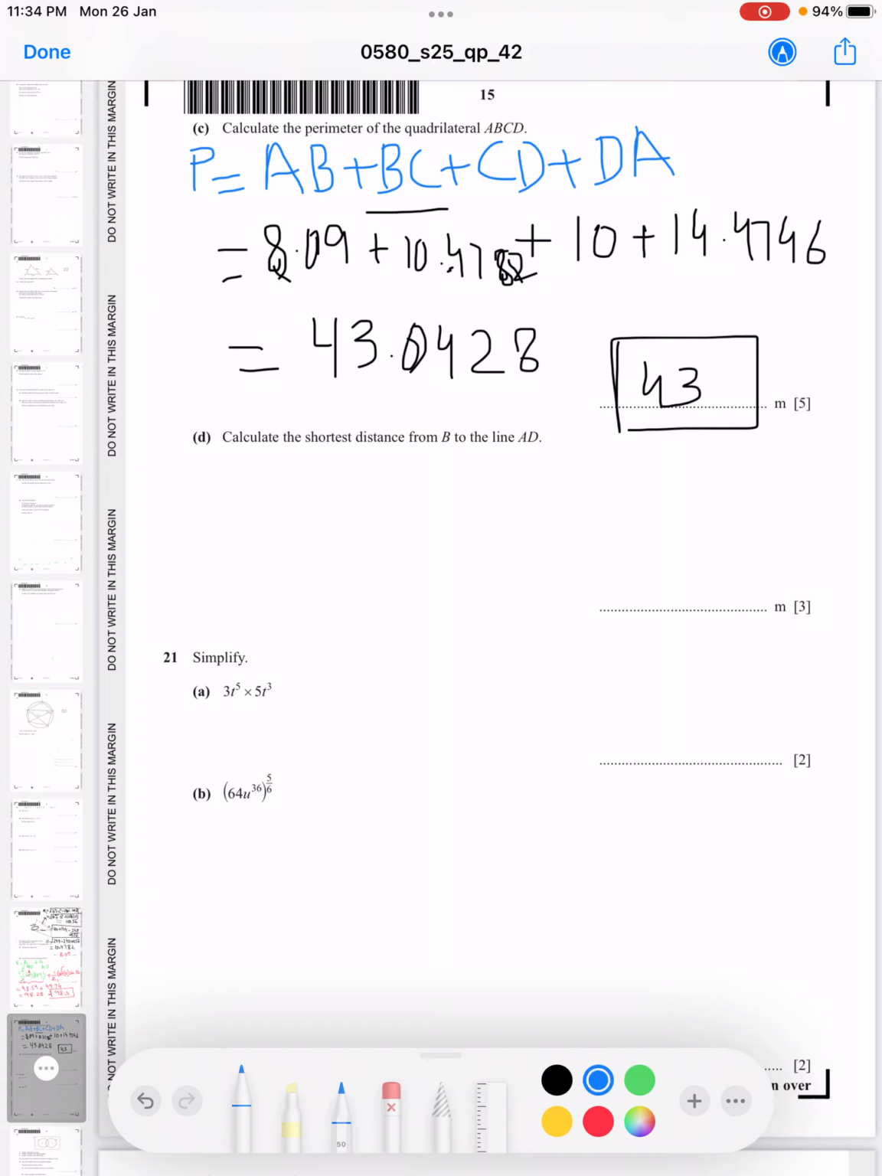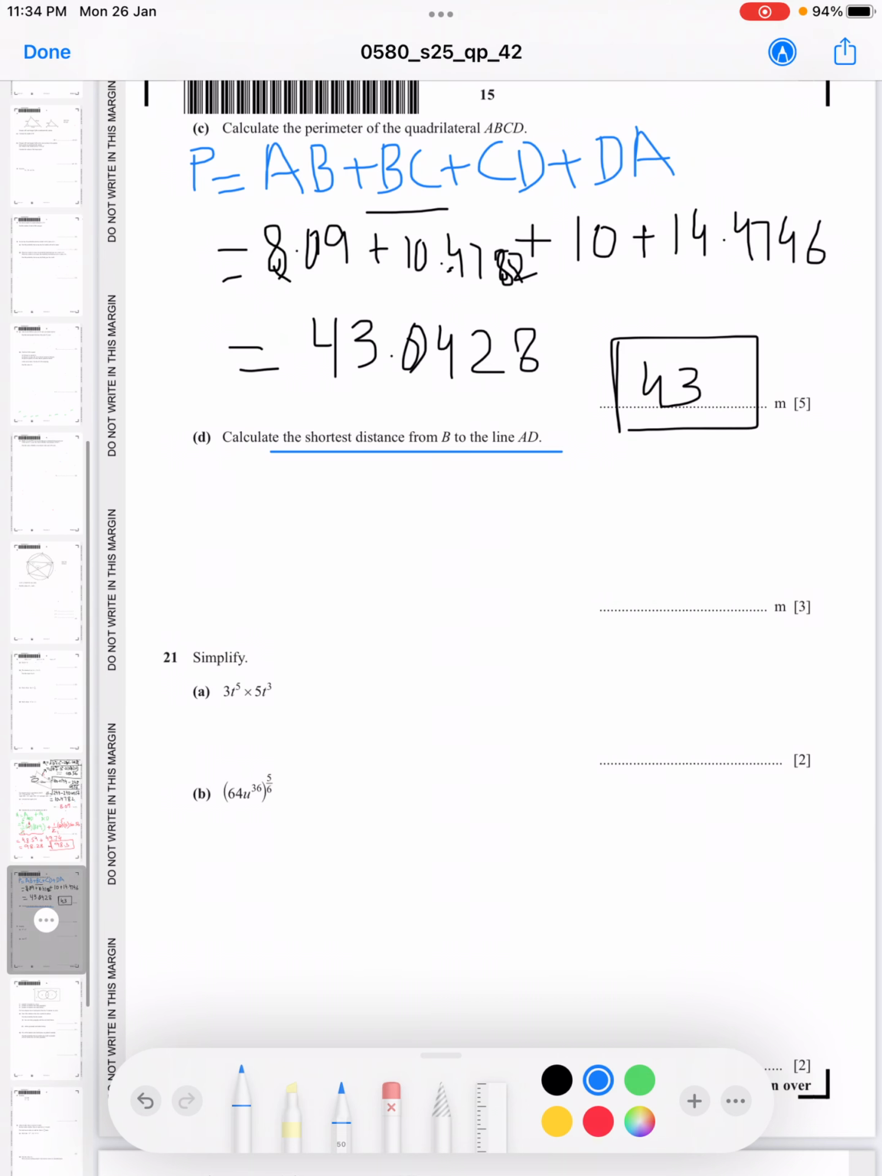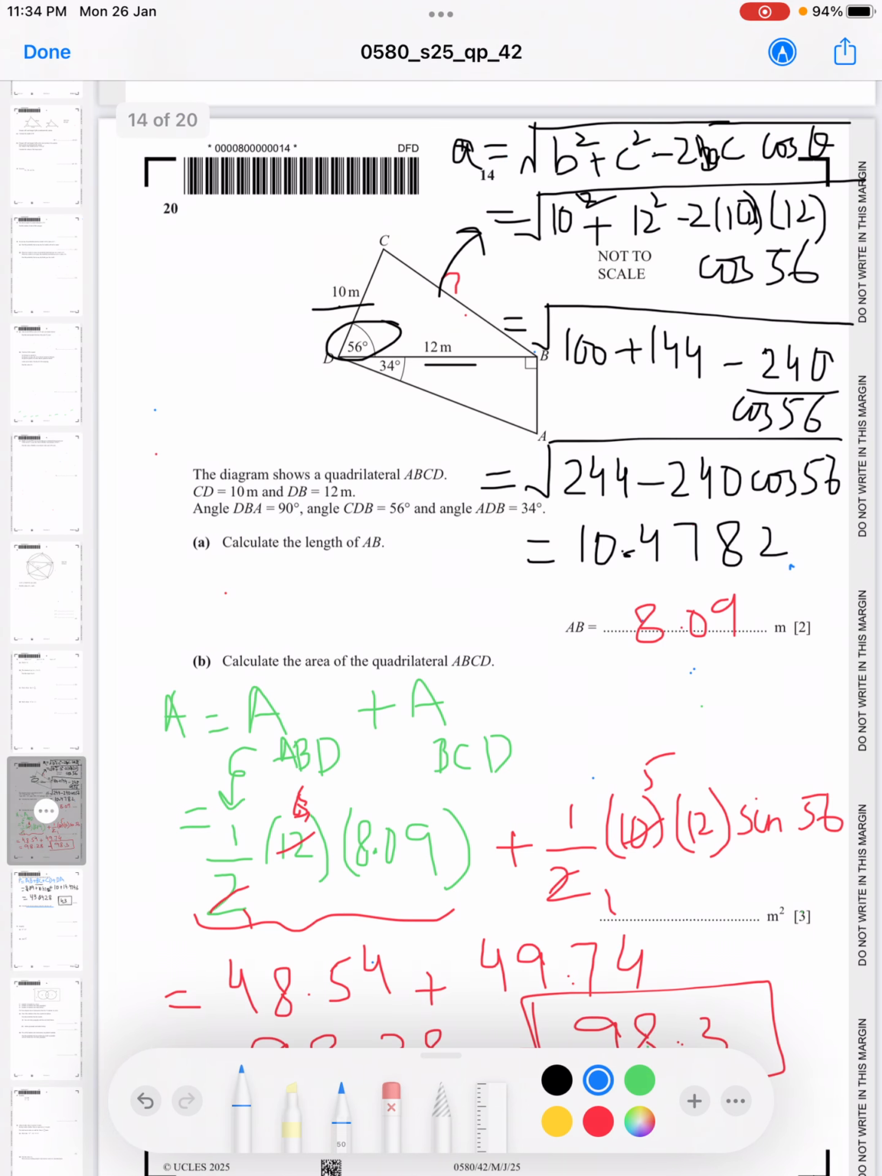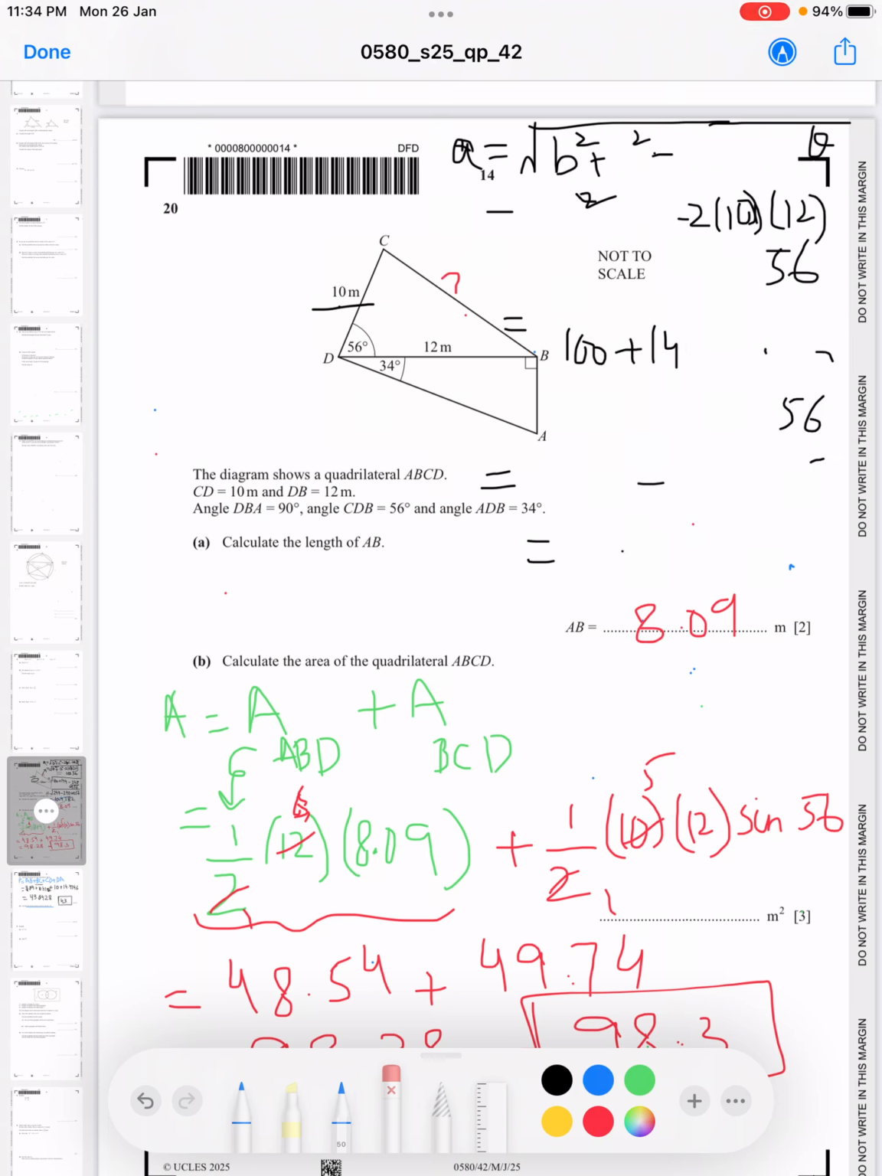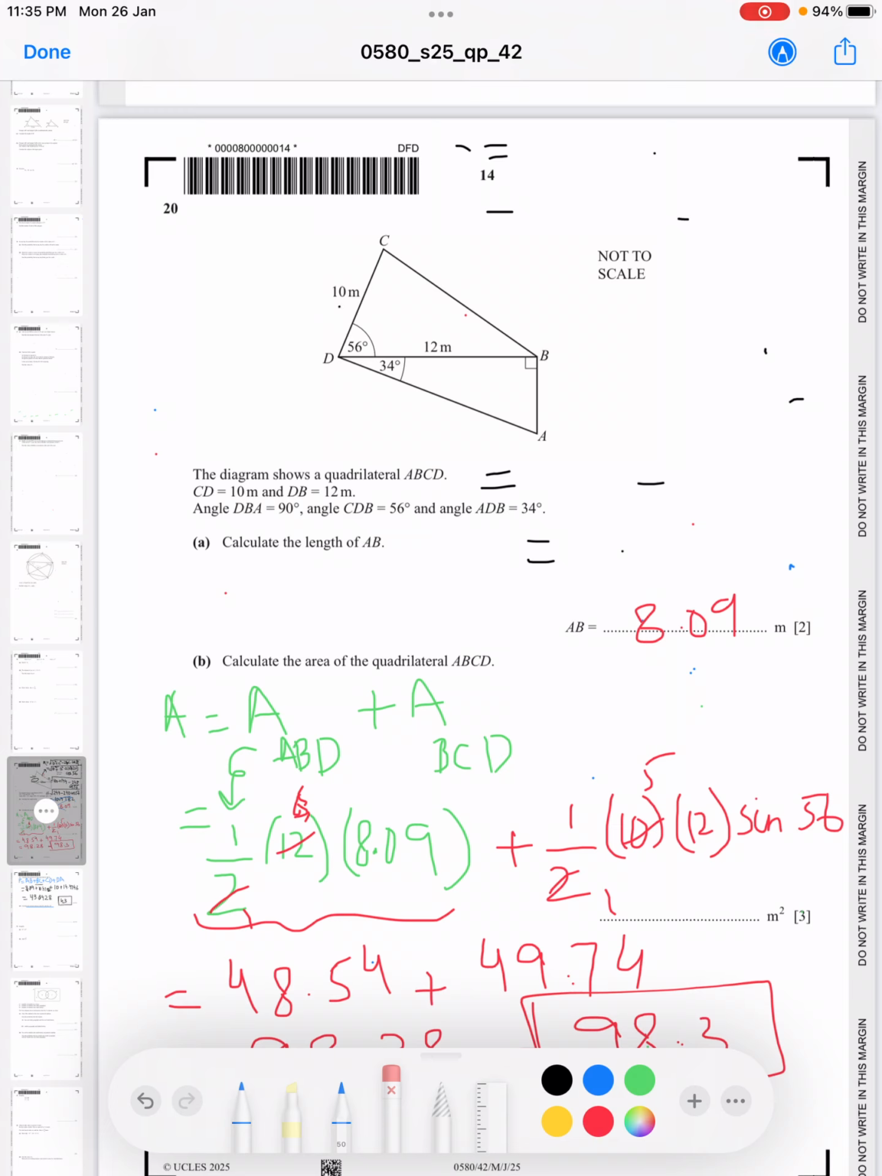Okay, now read the next part, D part. Calculate the shortest distance from B to the line AD. Where is the line AD? Again, go back to the previous page and make the space. Oh, sorry. Shortest distance from B to AD, right?